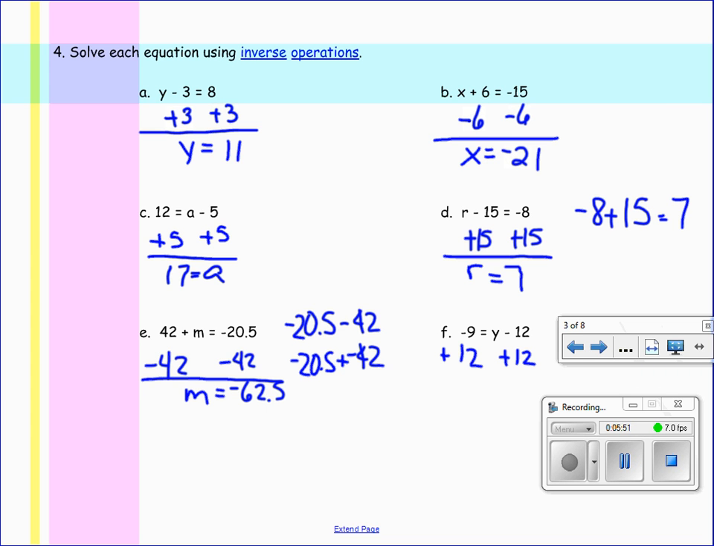Negative 9 plus 12 is going to equal 3. So I have 3 left on this side is equal to y, because negative 12 plus 12 is 0.